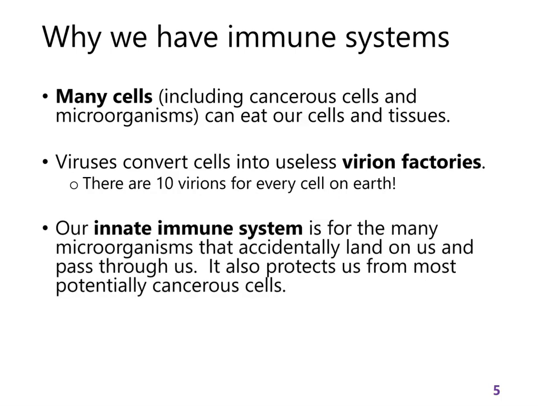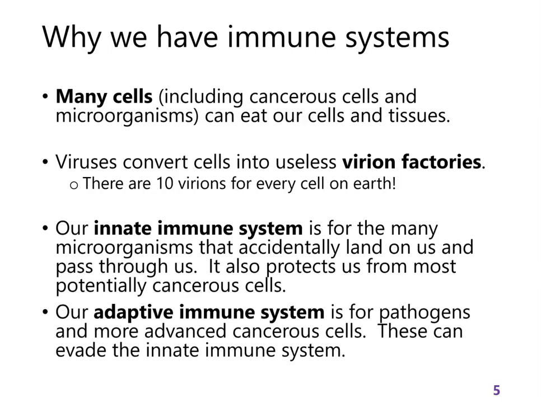So our innate immune system primarily protects us from the huge number of random cells that would like to eat us, but don't really know how. And the huge number of viruses that would like to convert us into virus factories, but aren't quite sure how. They just aren't perfectly adapted to infecting a human.